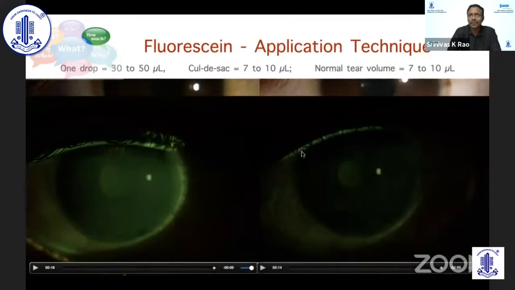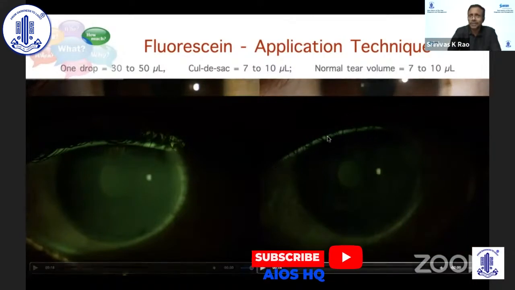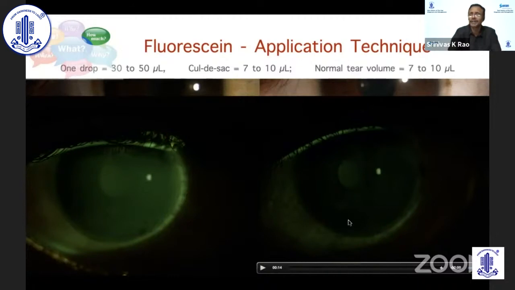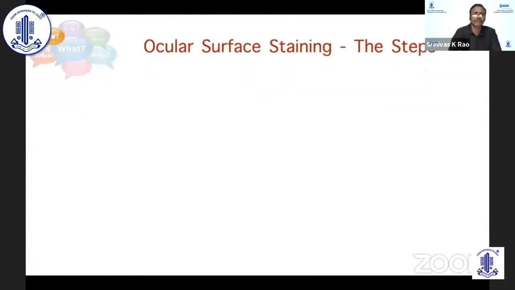On the other hand, when I use that 1 to 2 microliters, you see the adequate fluorescence. So that's enough to give you the fluorescence. But you can see the tear meniscus does not contain enough fluorescein to hide corneal findings. This is a normal surface, so there are no findings. But if we had fine punctate staining, the right picture would be a better way to detect it than the one on the left.